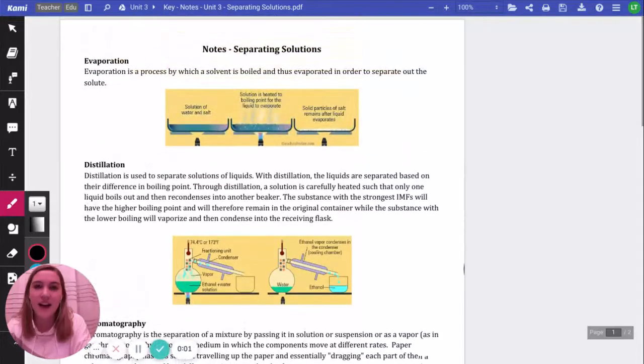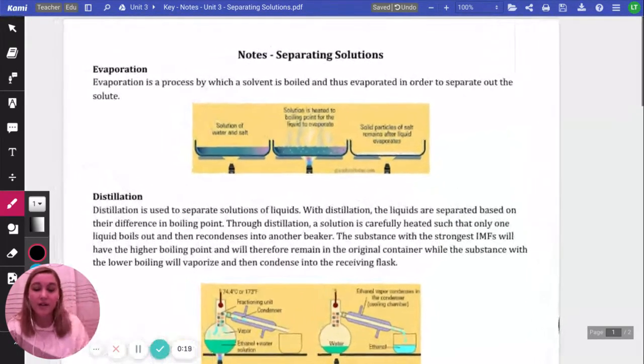Good morning, guys. So in today's video, I will be going over some separation techniques. You probably learned most of these in pre-AP last year, but we're just going to go a little more in depth this year over them and really focus on a couple of them. So the first one I'm going to talk about is evaporation.